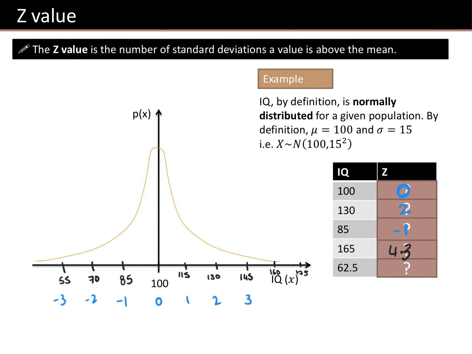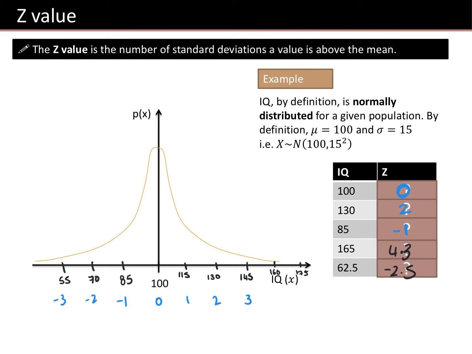Okay? How about 62.5? Where would 62.5 be? It'd be minus 1, minus 2, and it is exactly in the middle between 55 and 70, so it'd be minus 2.5. Okay, so this is just understanding. We normally will only look at 3 standard deviations above or below the mean, but this is just seeing if you can understand what's going on.